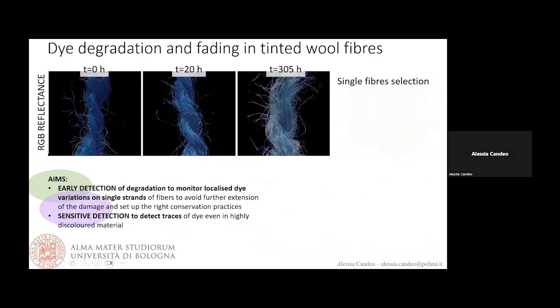This method has been applied also, for example, to the study of dye degradation and fading of dyes in tinted fibers. Specifically, we looked at the fading of indigo carmine on wool fibers. And in this case, our collaborators provided us with aged samples that showed discoloration with aging. The technique looked to be very suitable for the early detection of the degradation of the dye, and also it was sensitive enough to detect very faint traces of the dye, even in highly discolored material.